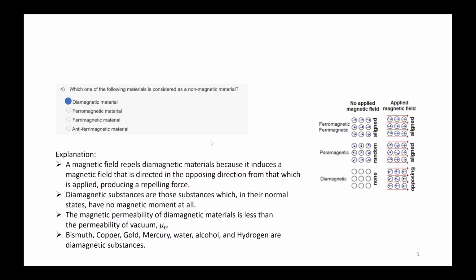Okay, the fourth question is which of the following is considered a non-magnetic material? Now we know that diamagnetic materials have susceptibility lesser than 0, negative, which is lesser than vacuum. So these are known as your non-magnetic materials.